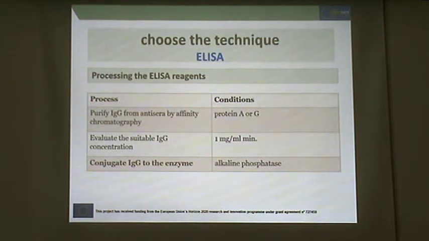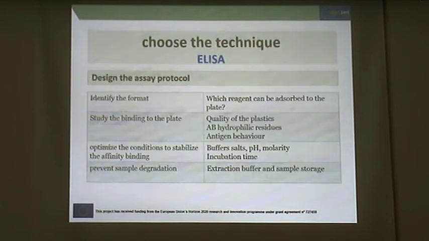Well, this is what we do. Technically, it's IgG purification, high affinity chromatography, and conjugate the IgG with the enzyme, which generally for plant pathogens is the alkaline phosphatase. How to decide? Well, I go fast on this subject because it's just a description.